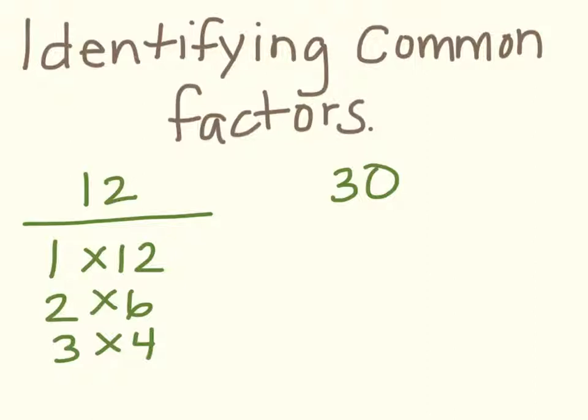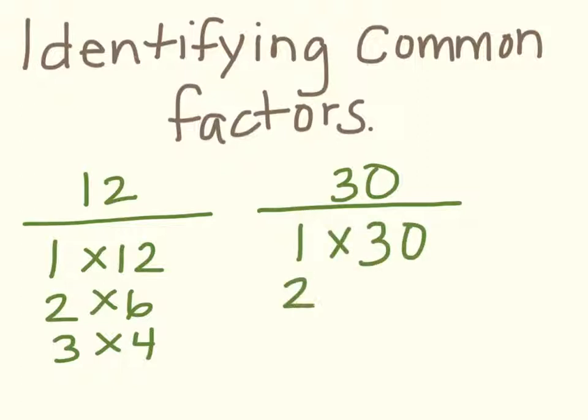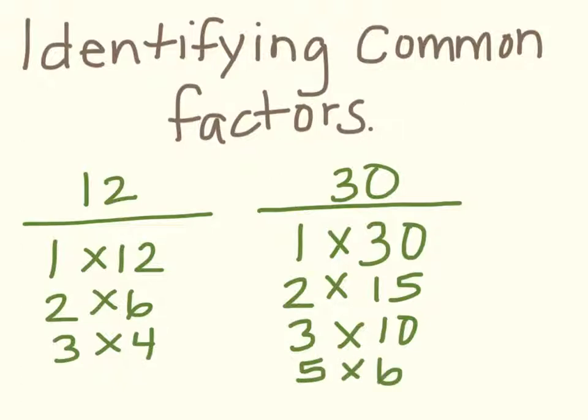Now let's find our factors of 30. Once again, beginning with 1 and working our way up. 1 times 30 will give us 30. 2 times 15 also equals 30. 3 times 10 equals 30. And 4 does not fit in equally, but let's try 5. Yes, 5 fits into 30 6 times. So here are our factors of 30: 1, 2, 3, 5, 6, 10, 15, and 30.